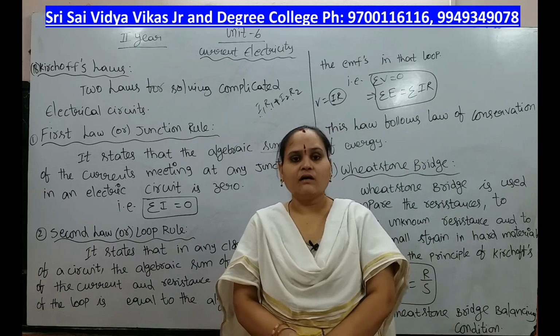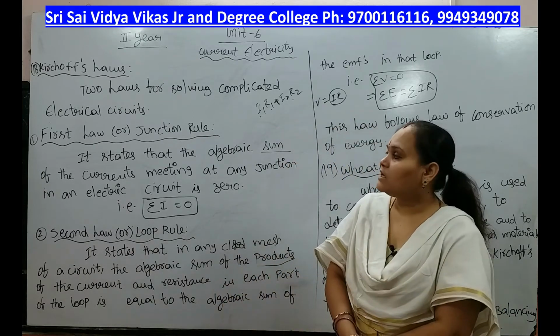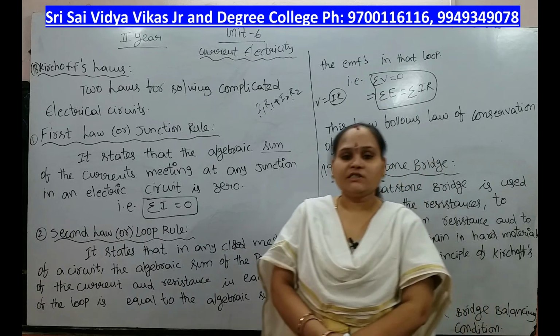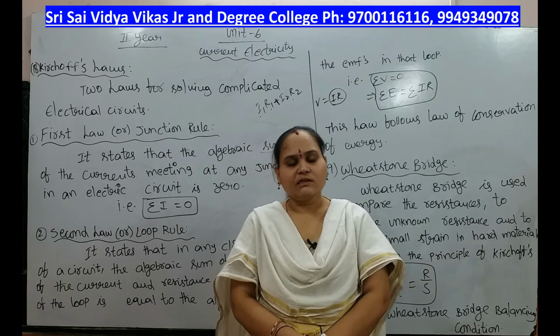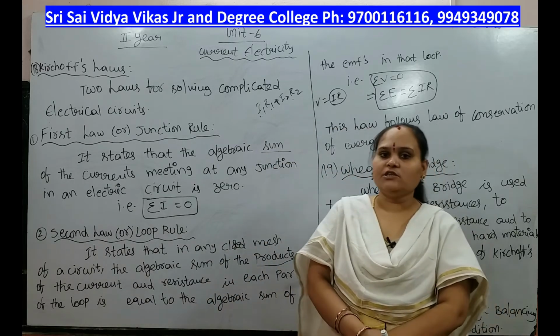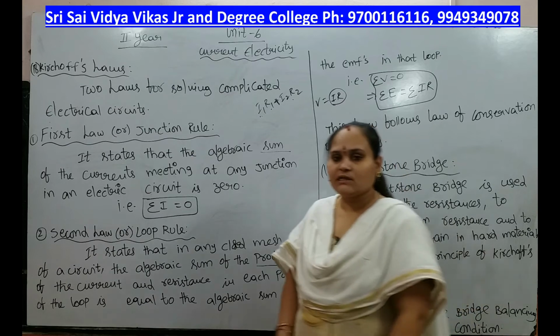This is Kirchhoff's first law, or the junction rule. The first law says that the algebraic sum of the currents flowing in that junction is 0. That means summation of I equals 0 is Kirchhoff's first law.